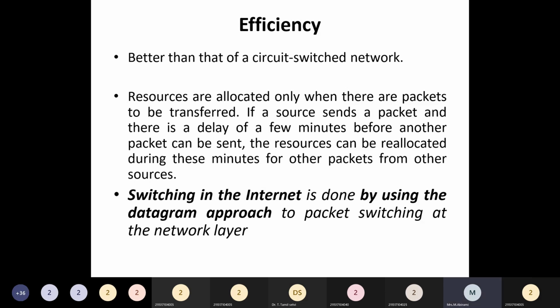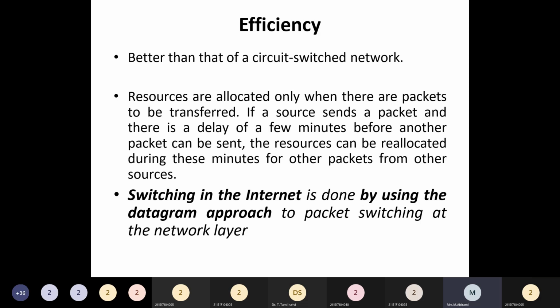So how to find the efficiency in a routing table? Better than in the circuit switched network, the resources are allocated when there are packets to be transferred. If a source sends a packet and there is a delay of a few minutes before another packet can be sent, the resources can be reallocated during these minutes for packets from other sources.